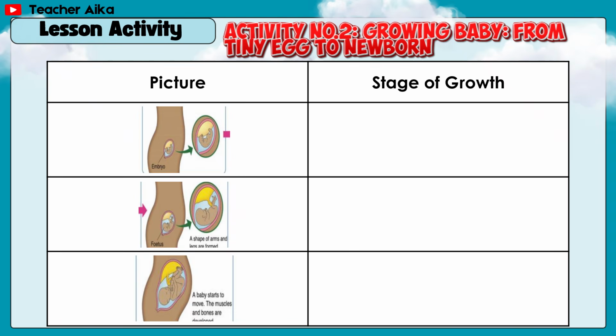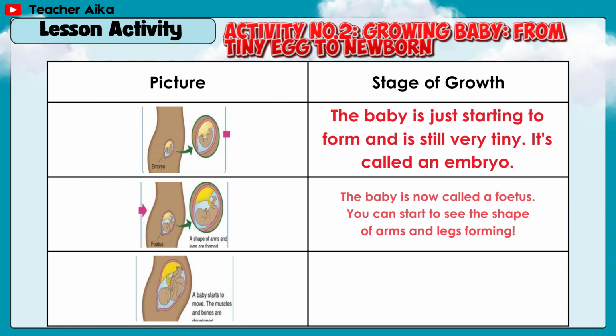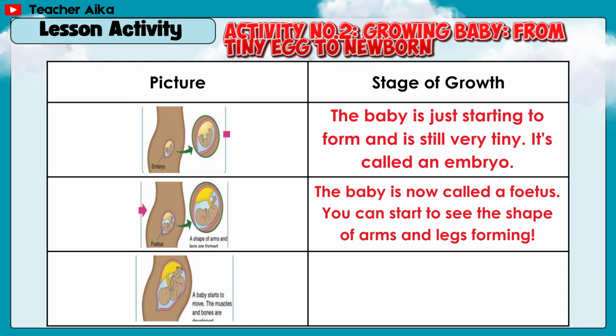And here's the table that you need to answer. First picture, the baby is just starting to form and still very tiny. It's called an embryo. Second, the baby is now called a fetus. You can start to see the shape of arms and legs forming.